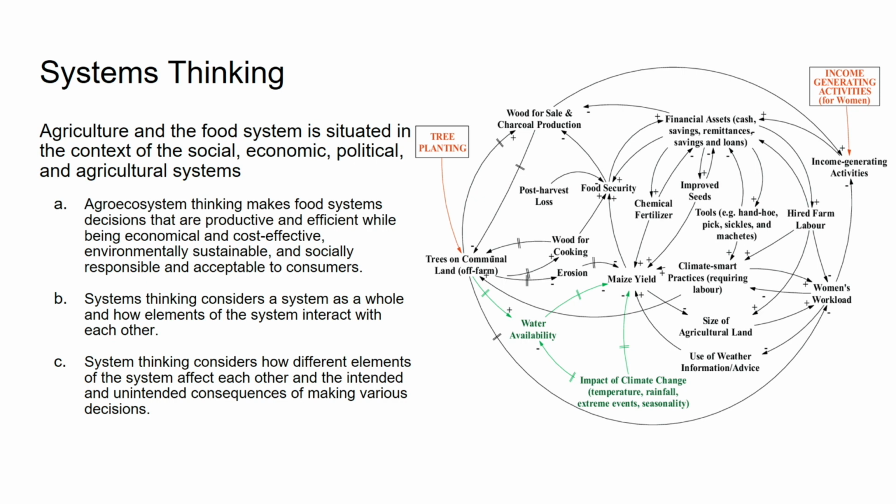Agroecosystem thinking makes food system decisions that are productively efficient, so that you know in what way we can be most productive in this context, if we're raising plants or animals, and in which way we can be most cost effective or economical. There's also an eye to being environmentally sustainable: how do agriculturalists coexist with the environment so it's not deprived or destroyed?